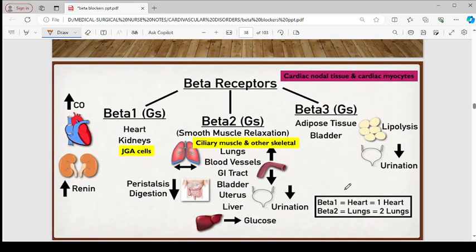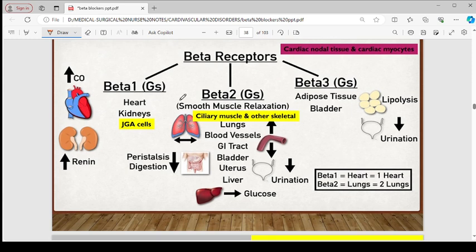So beta receptors are generally found in three types. We have the beta 1 receptor, the beta 2 receptors, and the beta 3 receptors. So beta 1 receptors, we have said they can be found in the heart, especially the cardiac nodal tissue and the cardiac myocytes. We also have the kidneys in the juxtaglomerular apparatus, where stimulation of this will lead to a release of renin, and stimulation of the heart will lead to an increase in heart rate.